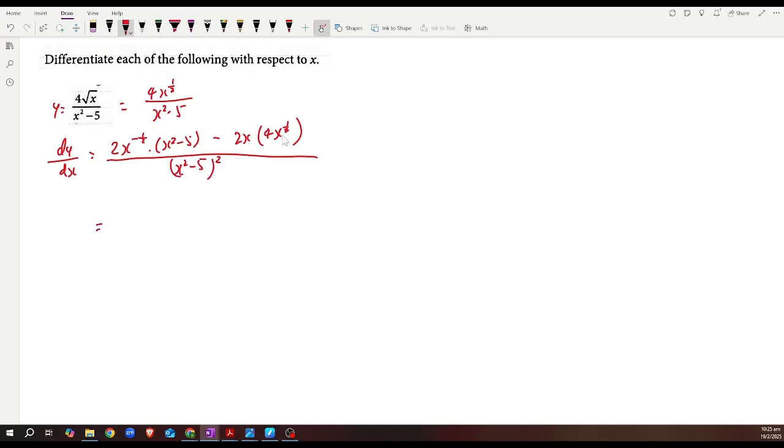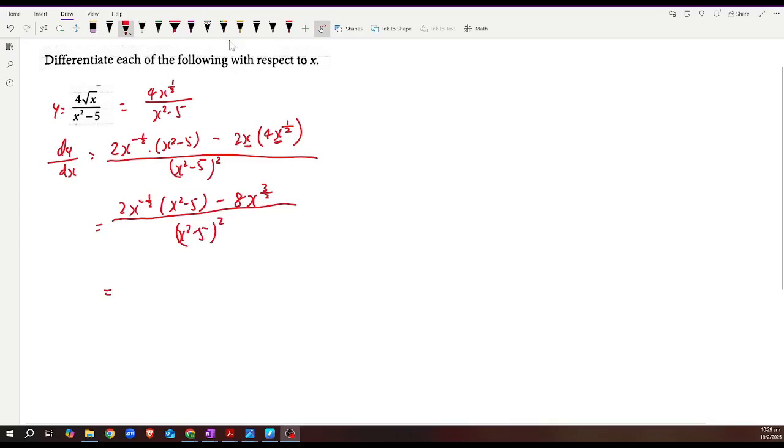Okay, and then now we simplify what we can. 2x to the power of negative half times x squared minus 5, minus 8x to the power of 3 over 2, because when you multiply x to the power of 1 times x to the power of half, you need to add the powers together. Let me write this clearer. At the bottom, we can just leave it as it is, x squared minus 5 squared.